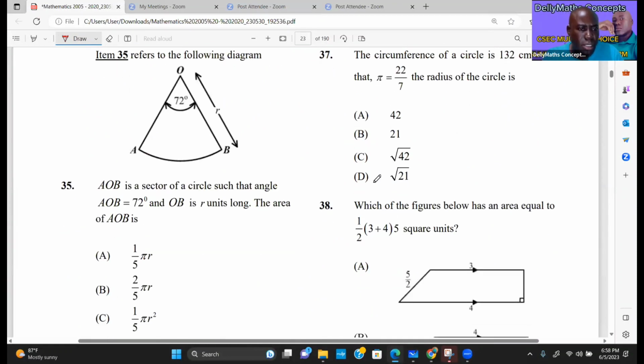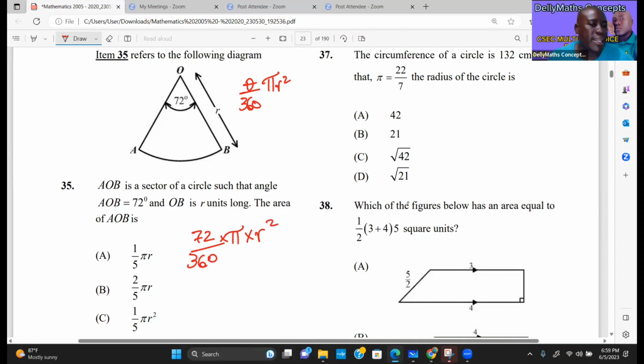35. They are saying to us that AOB is a sector of a circle such that the angle AOB is 72. OB is the radius, then the area of the sector. The concept behind the area of the sector is that you put the angle at the center over 360, and you work out pi r squared. So the angle is 72 and you want to put that over 360. Pi is there. R is there as r squared.